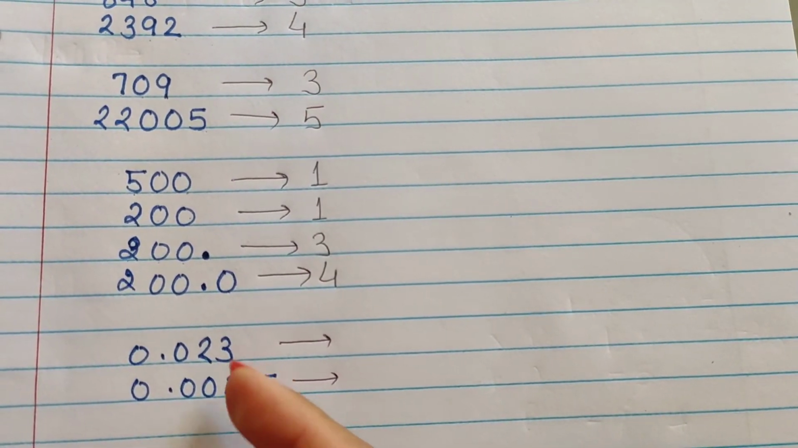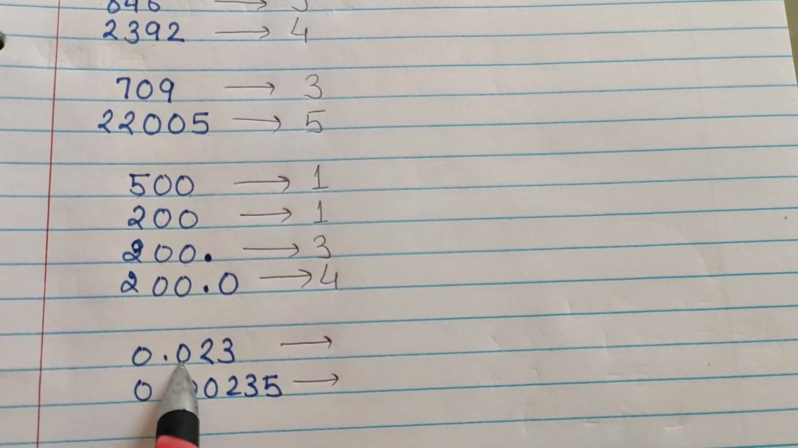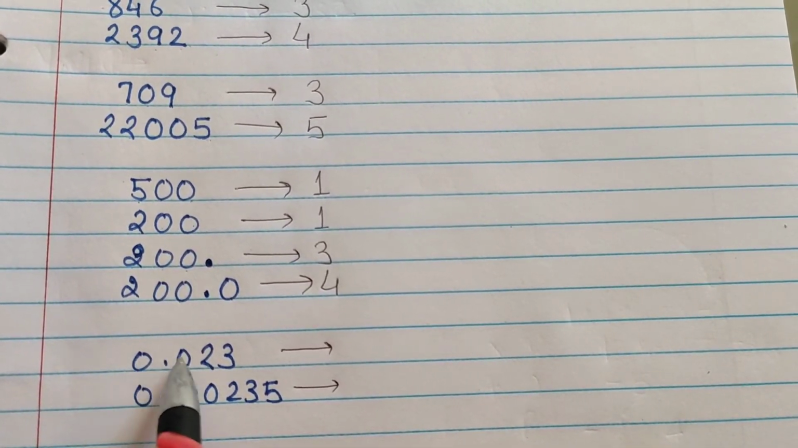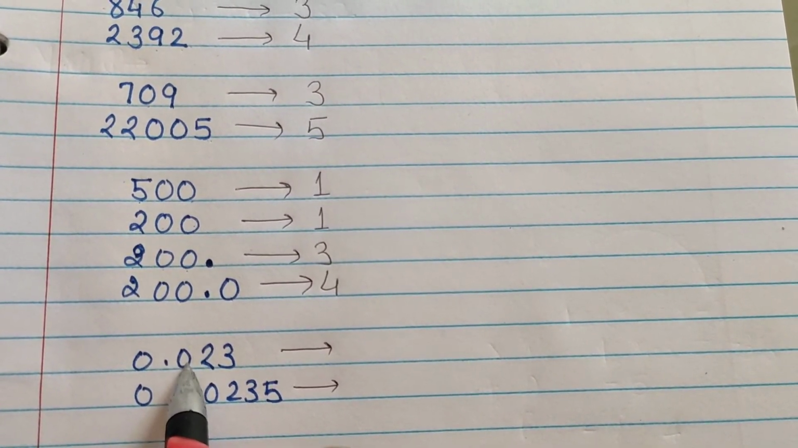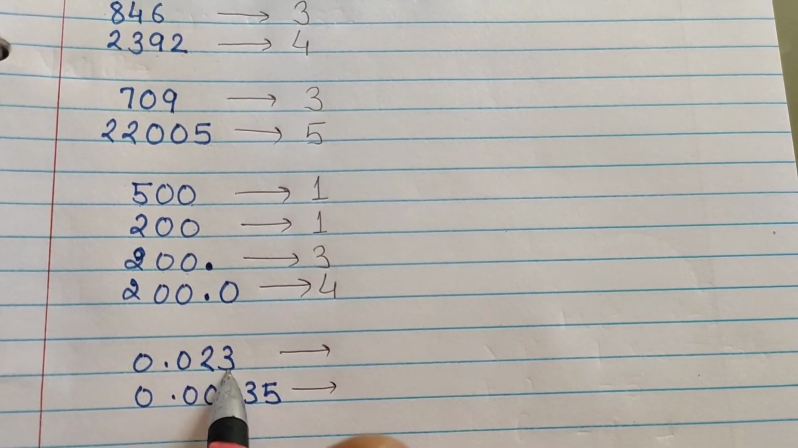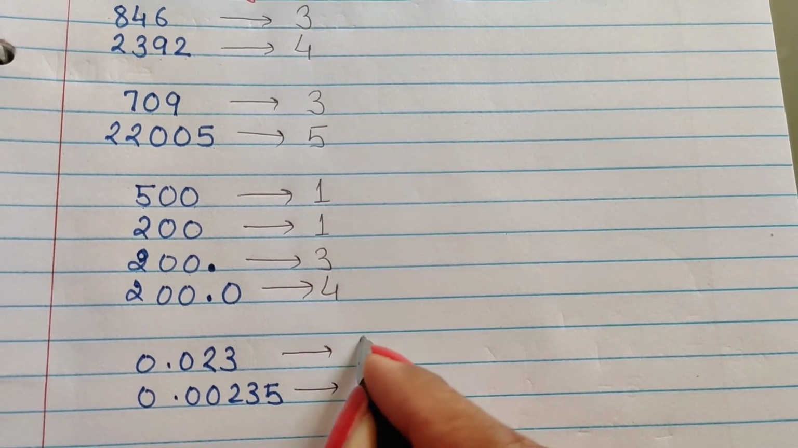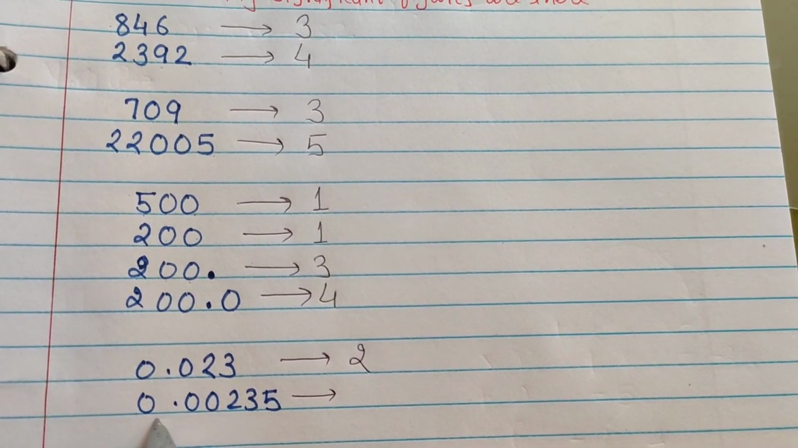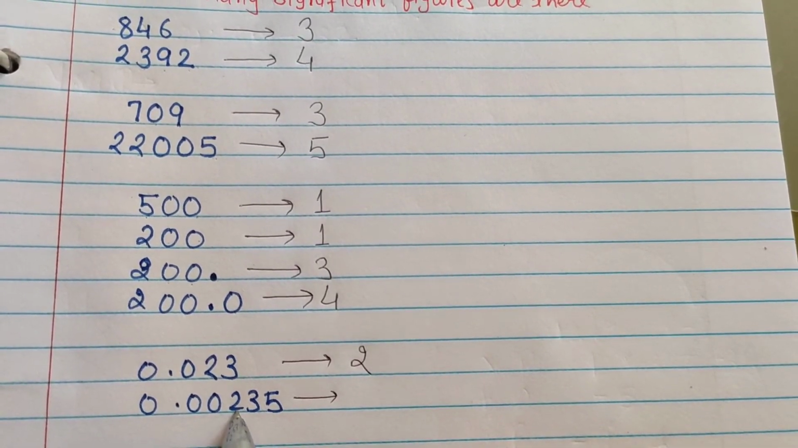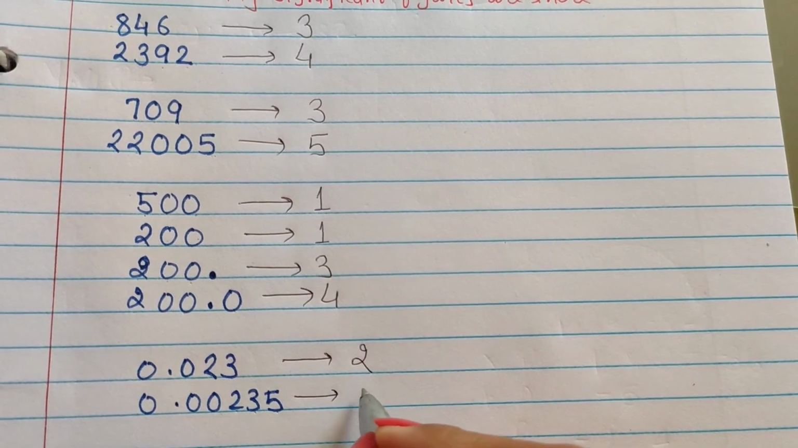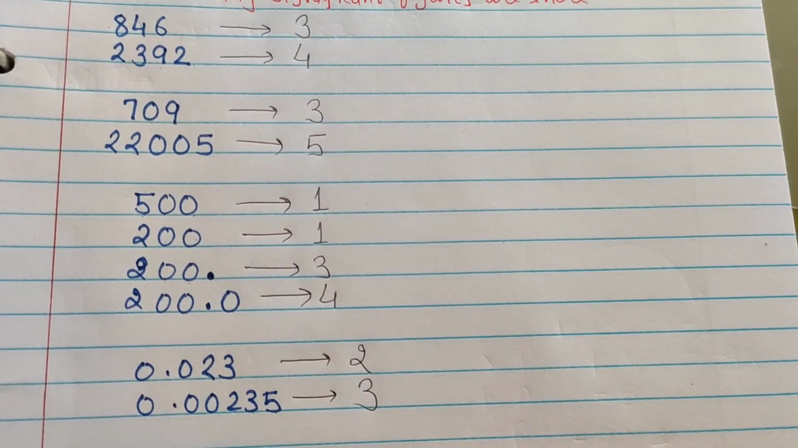Now let's see these 2 examples. Here you have leading zeros, but there are only 2 non-zero numbers. Leading zeros are never significant figures, right? So 1 and 2, first significant figure and second significant figure. So there are 2 significant figures. Again, leading zeros are not significant figures. So this is my first significant figure, second and third significant figure. So there are 3 significant figures.